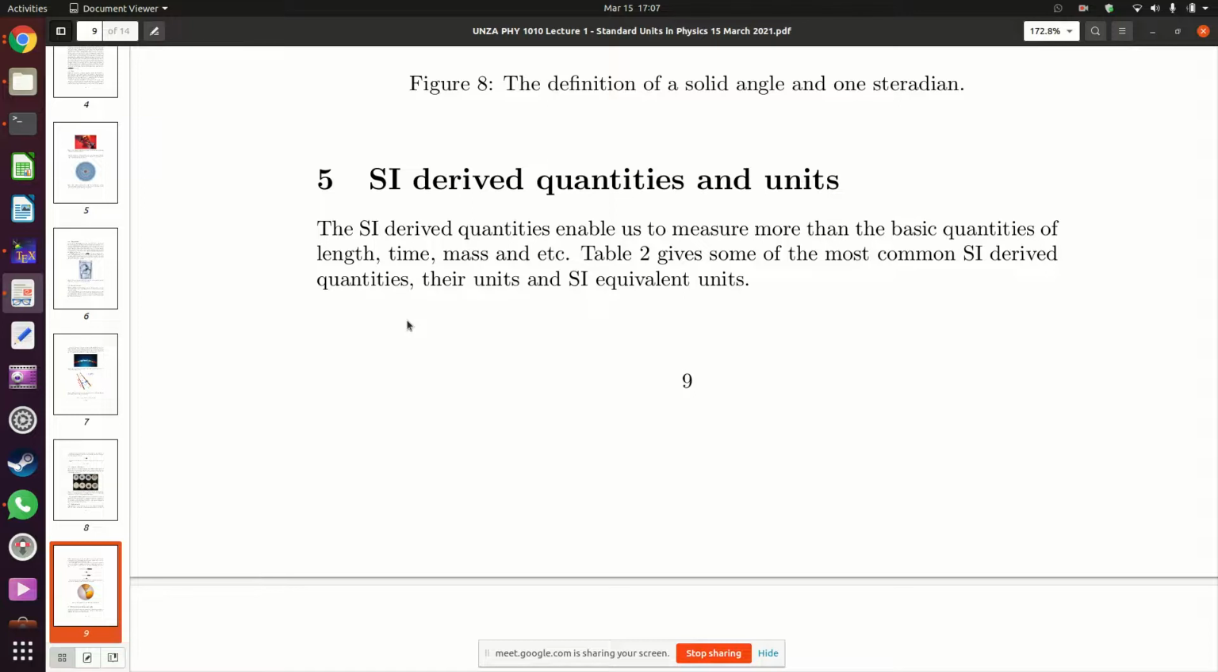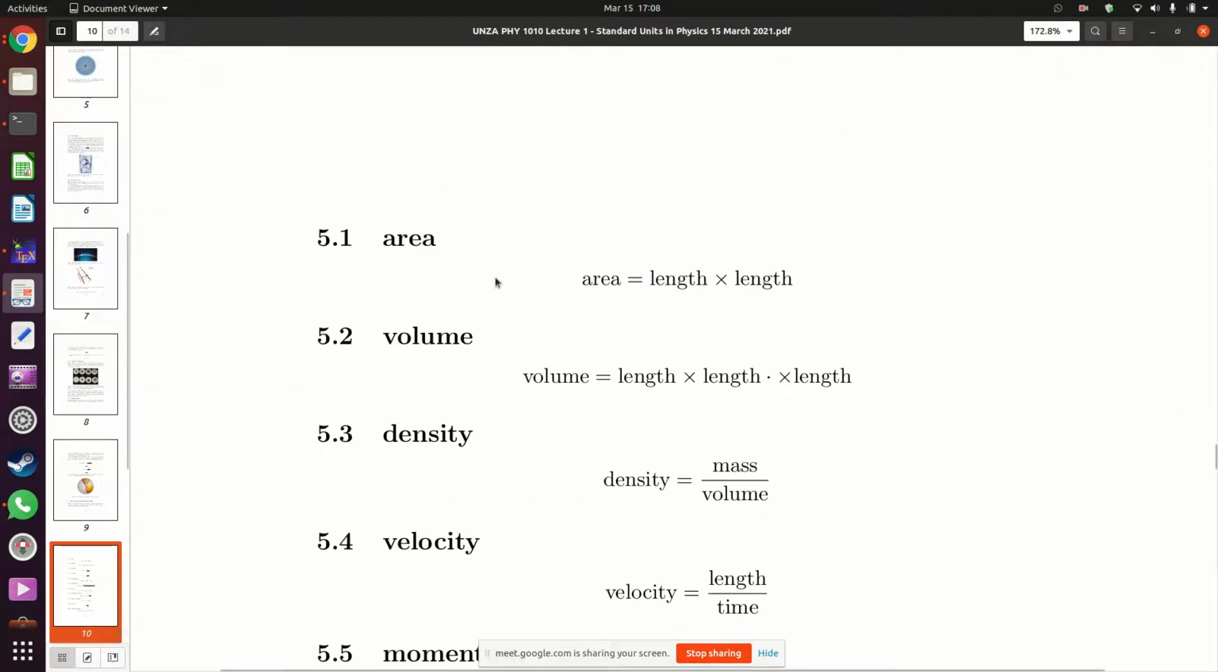You do not come up with a new quantity by carrying out an addition or a subtraction of base quantities. Addition or subtraction of base quantities does not give you any of these derived quantities. You obtain them by multiplying or by dividing, as we are going to see through different examples. The first example we're going to look at is the area.